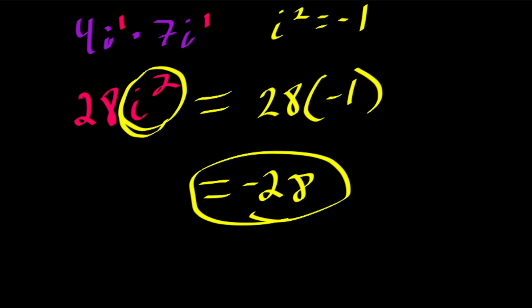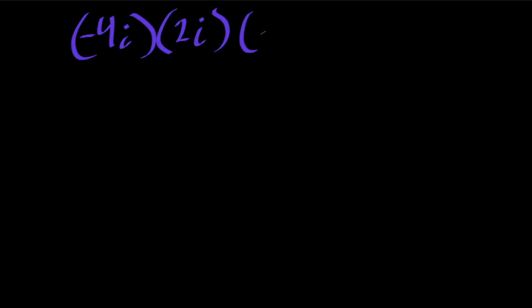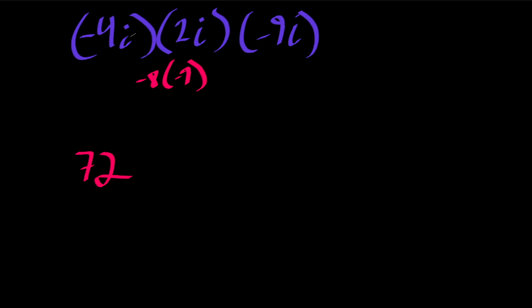We could say, let's do -4i times 2i times -9i. All right, so now, once again, we're just going to multiply this just like we did before. -4 times 2 is -8. -8 times -9 is going to be 72. So we have 72. Then we're going to multiply i times i times i, which is i to the third.